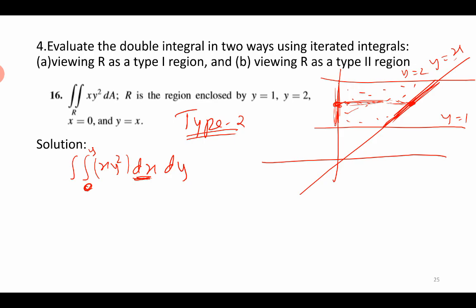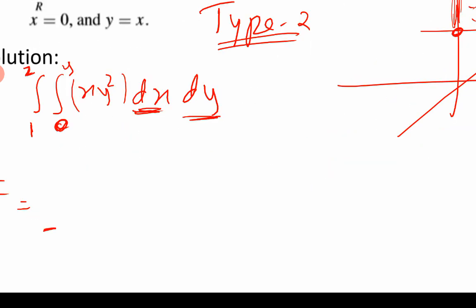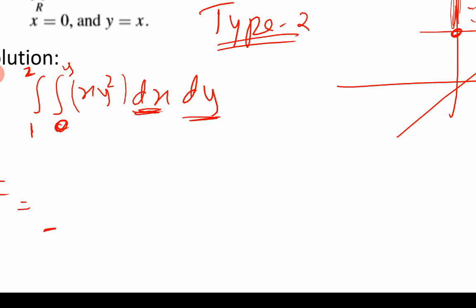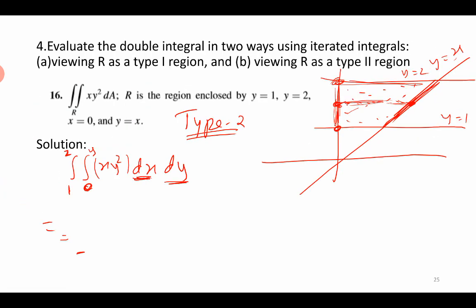Now the outer limit y should be constant. What is the maximum value of y in this region? In the entire region, the maximum value of y is 2 and the minimum value of y is 1. So y is from 1 to 2. That's it. You can integrate this one much more easily than type 1. So in some cases type 2 will be good, in some cases type 1 will be easier. We can identify this by just looking at the graph of the limits given here, right?